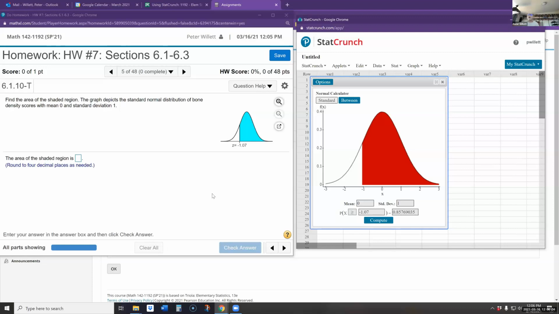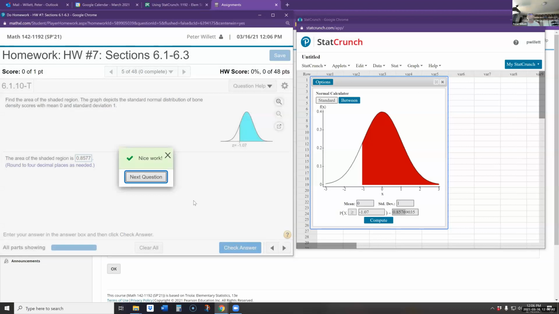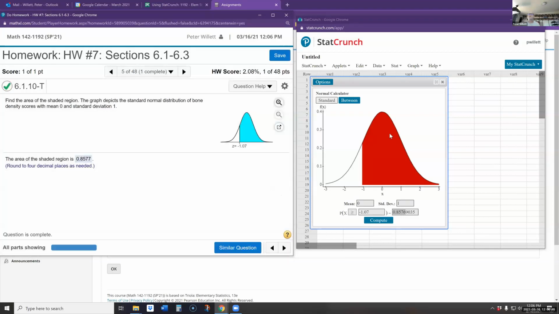Are there questions about how I just found the area to the right of a particular z-score for a standard normal distribution for this problem number 5 on our homework? Questions about how I used this tool or how I found it in StatCrunch? I want this to 4 decimals. So I'm going to have to round up that 6 at the end to make it a 7. And that's the whole problem. So if you know how to use this tool, this is like a 10-second problem.